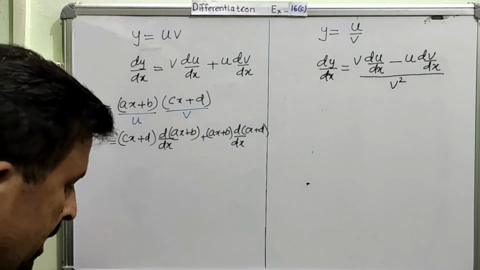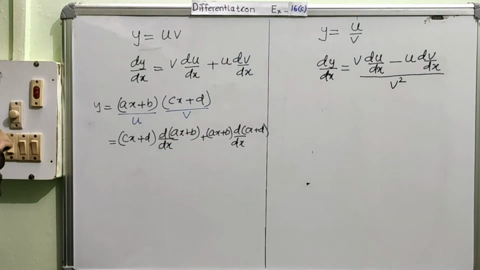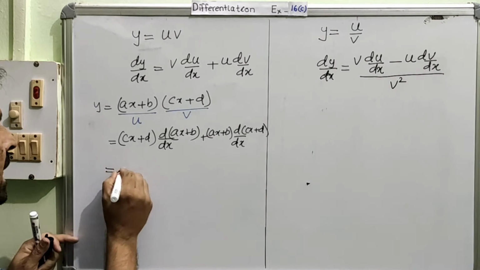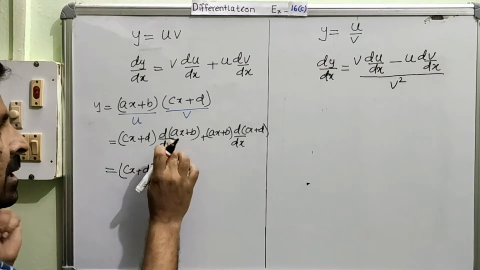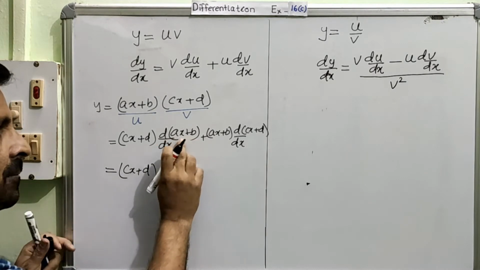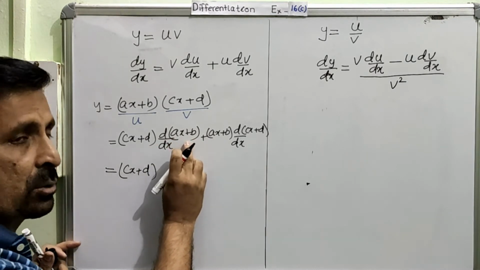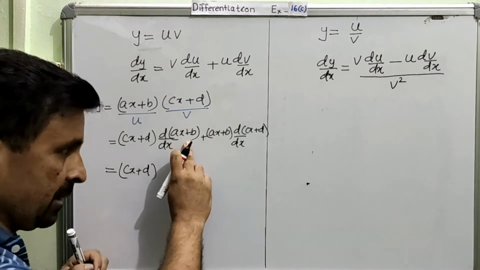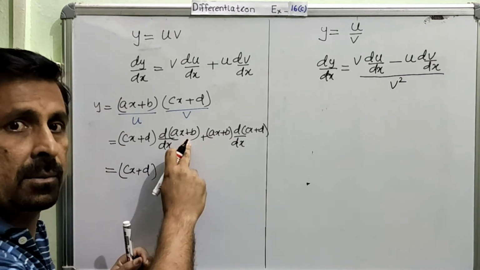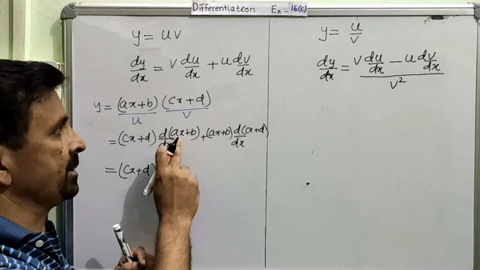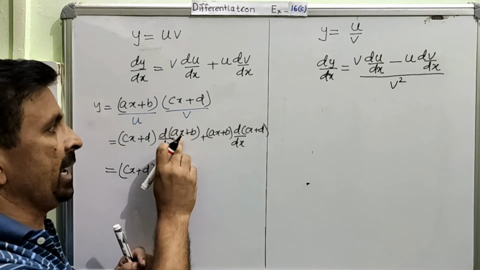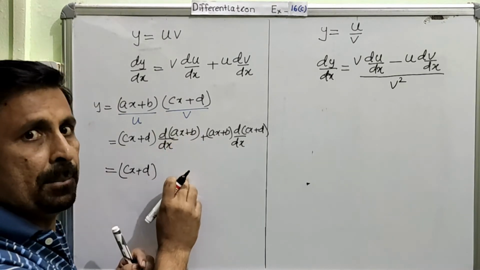Right? Now we'll continue. The first function is as it is, cx plus d. And now we are differentiating this one. When you are differentiating here, you will apply the addition rule. The derivative of addition means we will differentiate first ax, and then we will differentiate b.